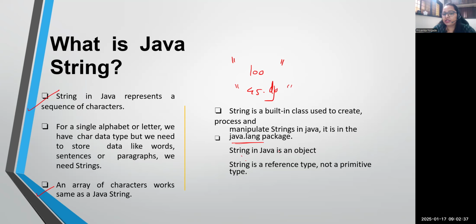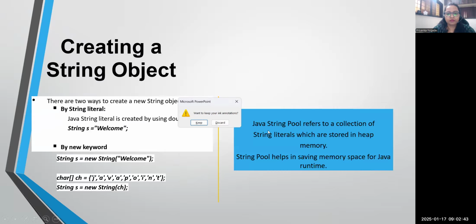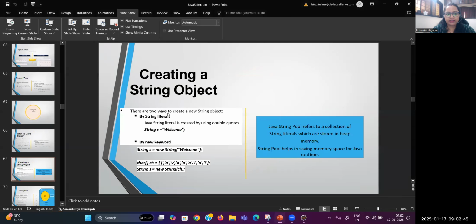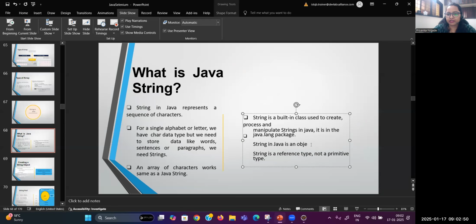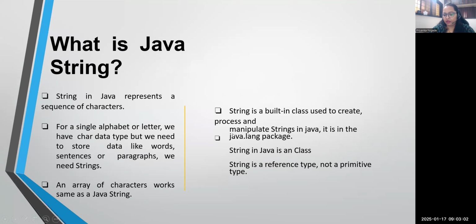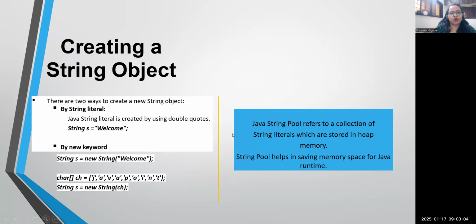Okay, is a string in Java an object? No. Remember, it is a class. Let me modify this part. I'll say string in Java is not an object. Remember, it's a class, and in fact, it is an immutable class. Let me save it and run this particular slide again. Okay, and now you can see this part.